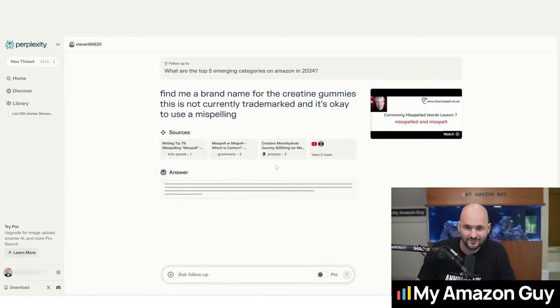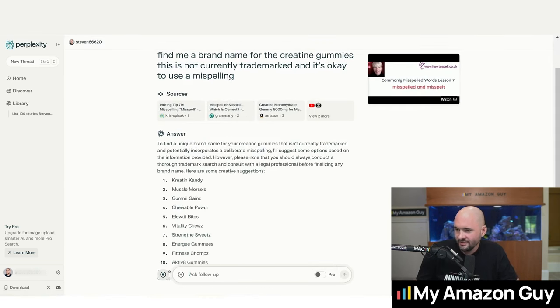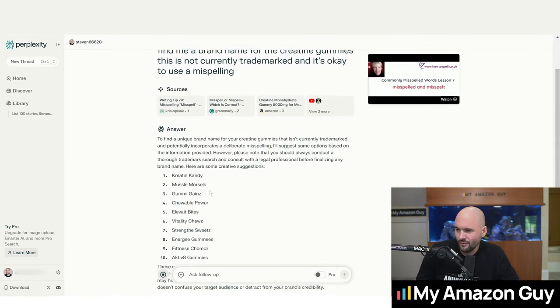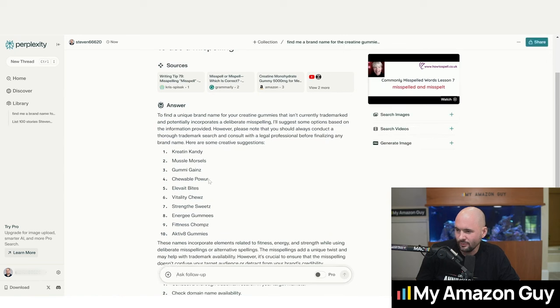And I misspelled the word misspelling. So let's see what it does with that. Creatine candy, muscle morsels, gummy gains, chewable powder. You know, these are pretty terrible, but Elevate, not terrible. Most of these are pretty bad. Energy gummies, fitness chomps, Active 8, nice. But Elevate, that's pretty good.